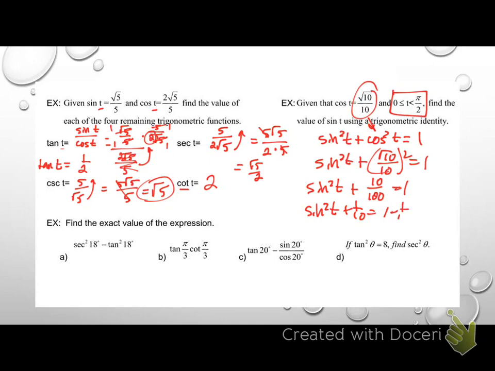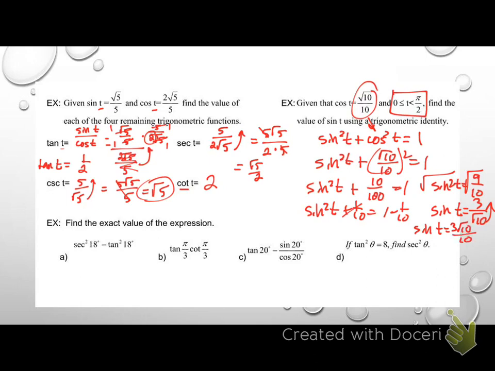Then I subtract 1/10 from both sides, and we're left with sine squared t equals 1 minus 1/10 is 9/10, and then we want to square root that. So we get sine t instead of sine squared. And when we square root that, you square root the 9 and get 3, and you cannot square root the 10, so it stays radical 10. That means we have to rationalize. And we see that sine t is equal to 3 radical 10 over 10.